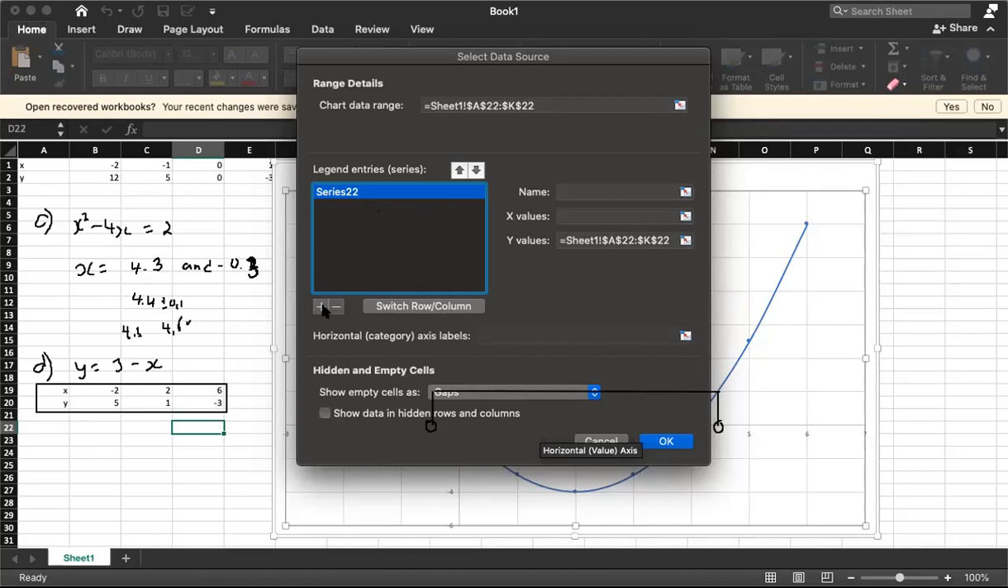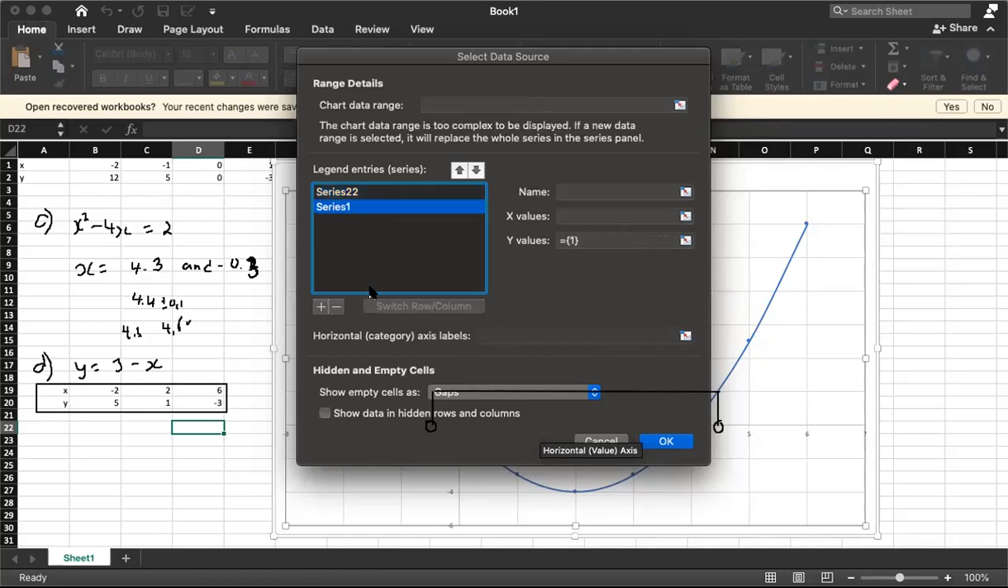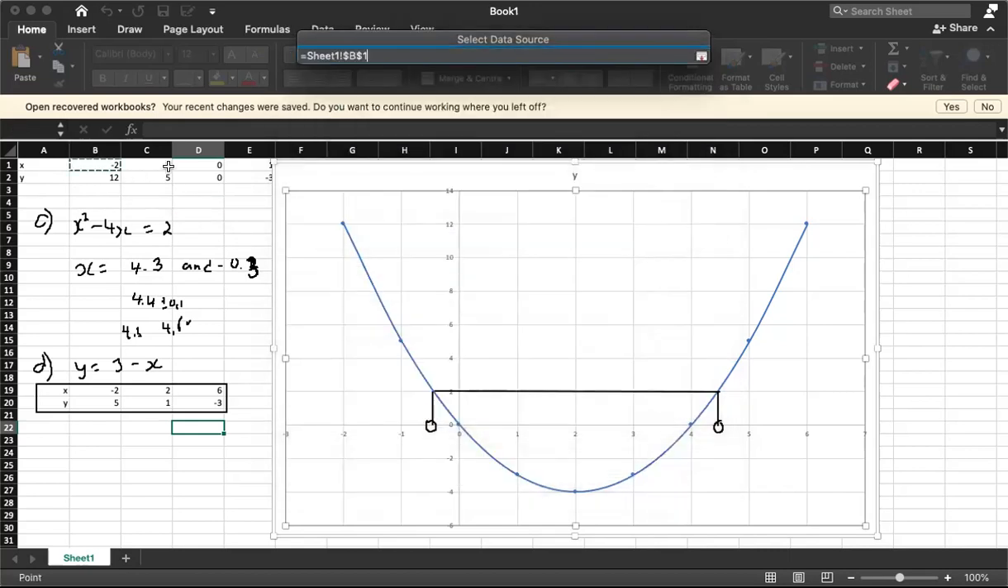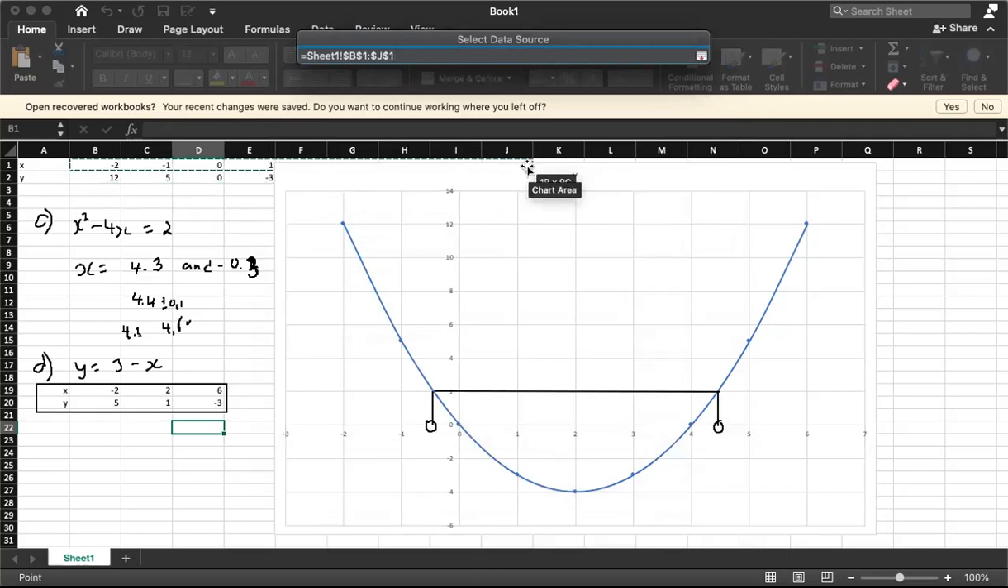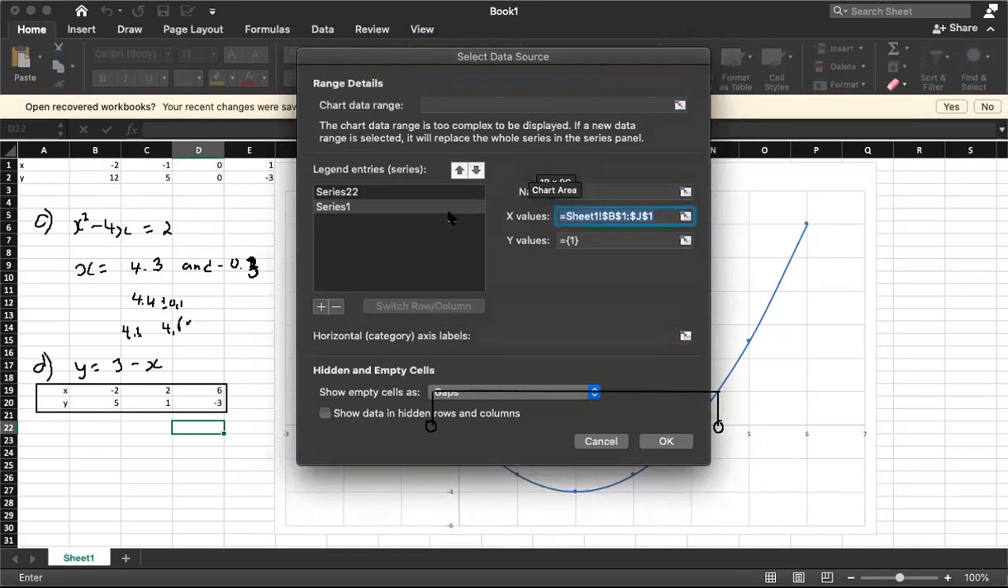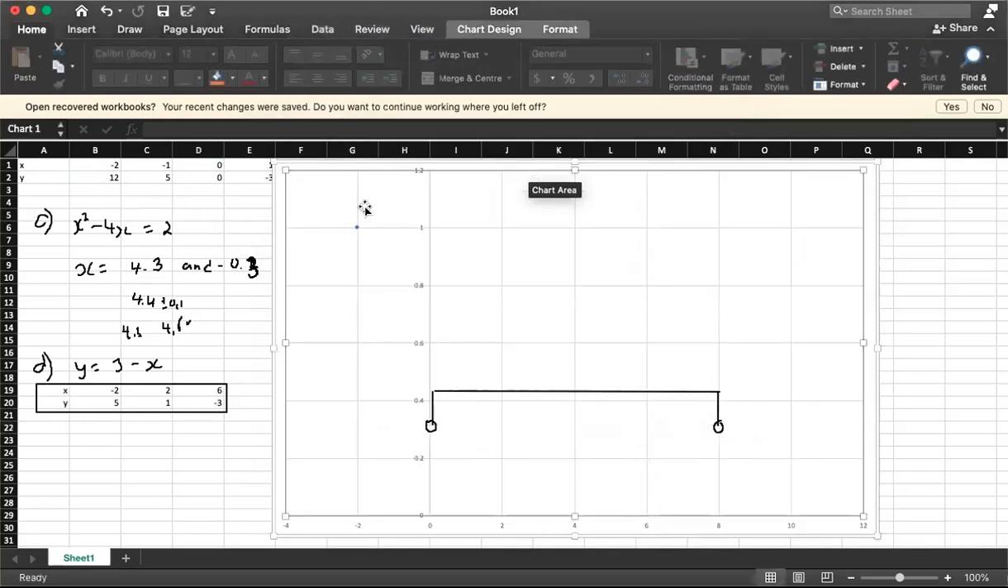Let me just do this, add a series. Okay, it's not allowing me. I'll add X values. Can't see where they're ending. I hope this is it. I'm just suspecting. Just hold on. Something is happening now.